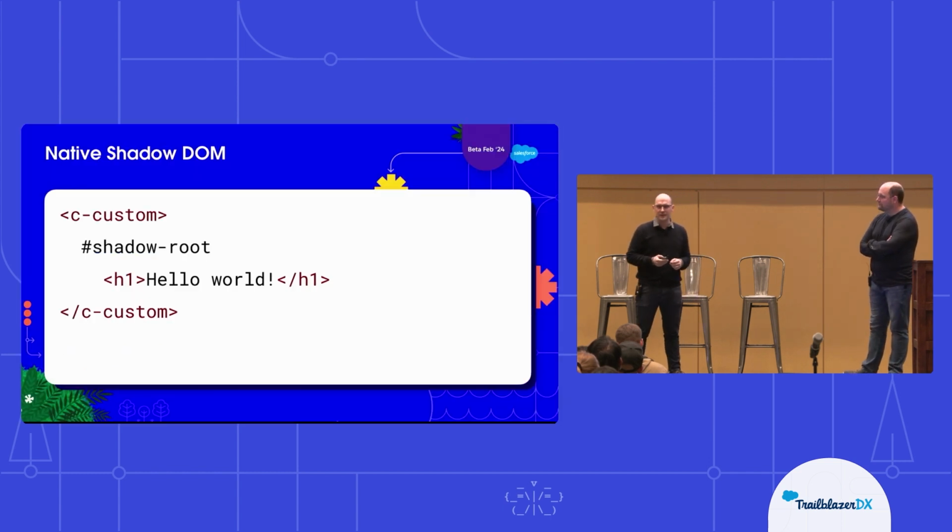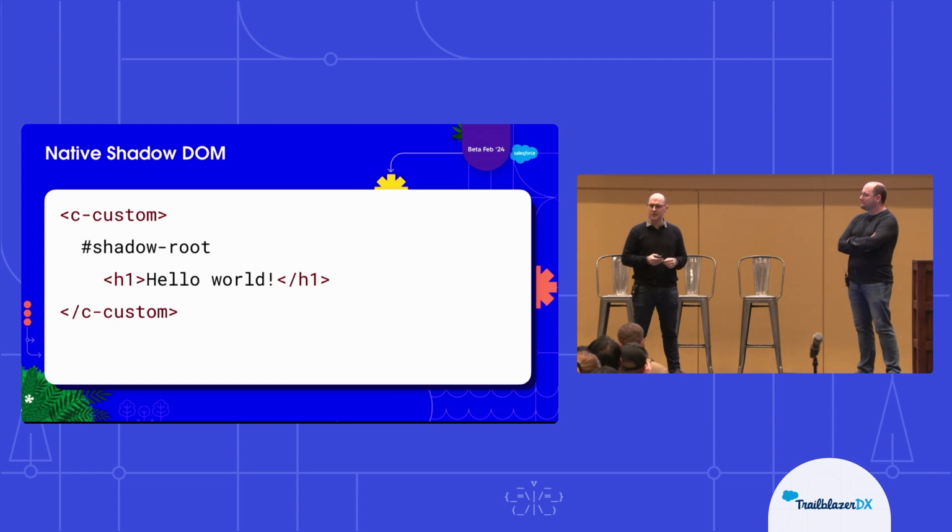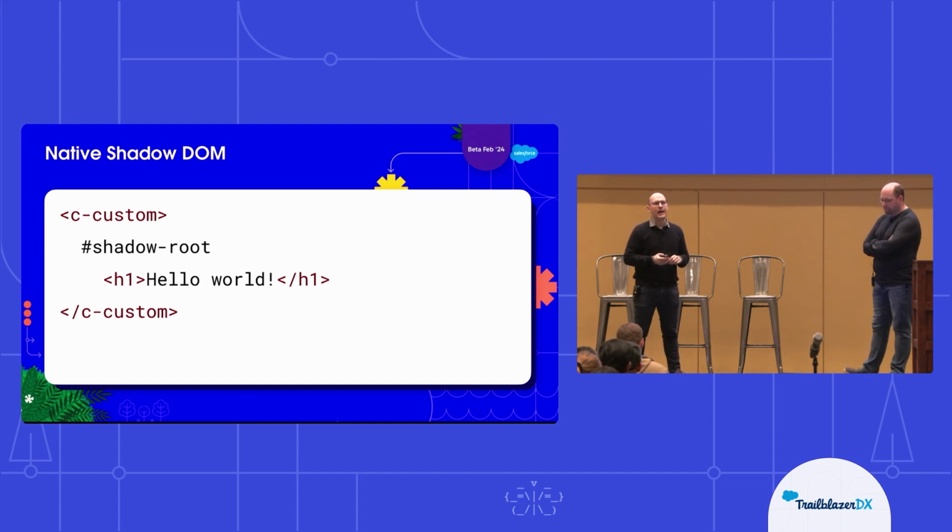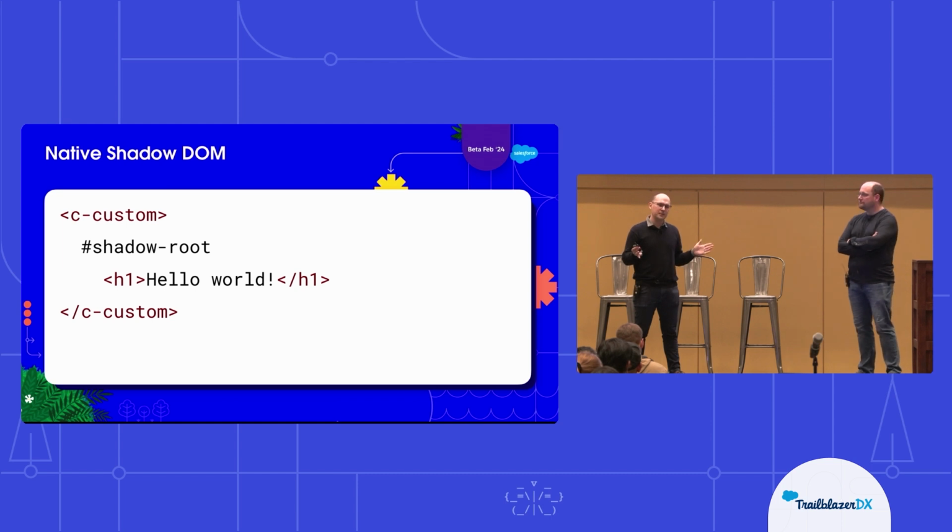OK, the next feature that recently launched in LWC that I want to talk about is native Shadow DOM. Native Shadow DOM is beta as of last month, as of February 24. It's a new feature that you can opt into that gives you a different way of using Shadow DOM than what has been historically available to LWC components.